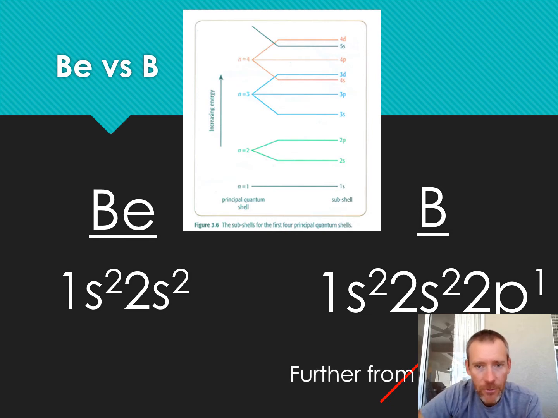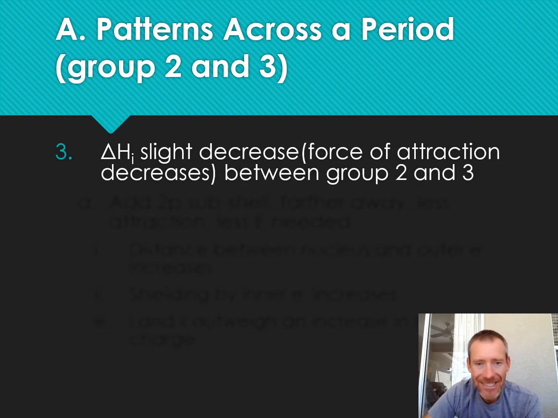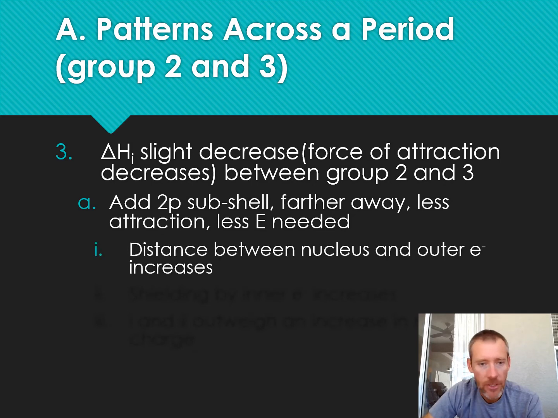further from the nucleus, the 2p has more energy. There's a shielding effect occurring because of the 2s, and the 2p is further away from the nucleus. Okay, so there's a slight decrease in ionization energy between 2 and 3. You add that 2p subshell, it's further away from the nucleus, so it needs less energy to remove. The distance between the nucleus and outer electron increases, so the further the distance, less energy is needed.